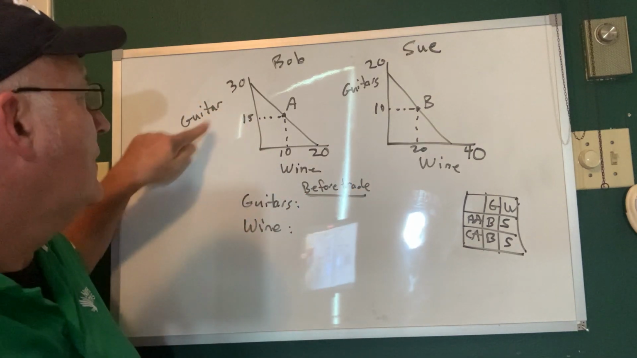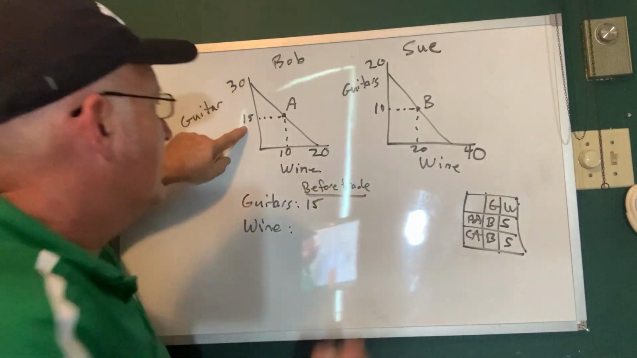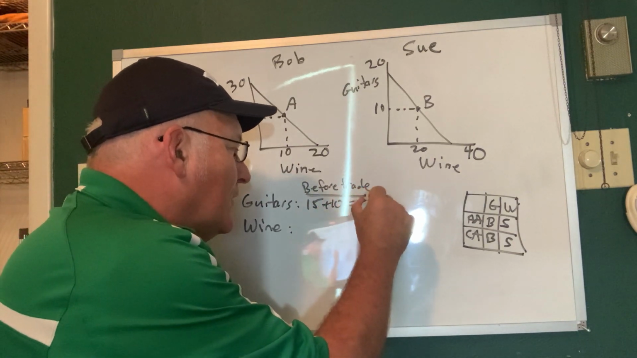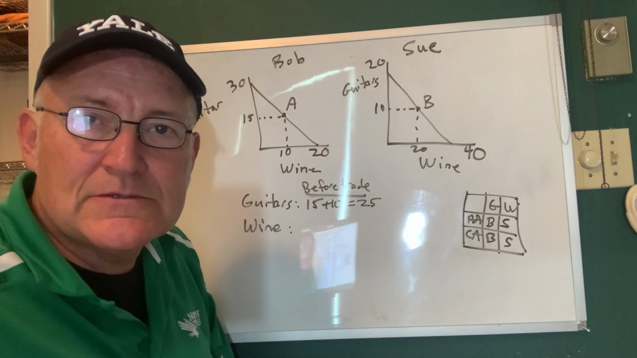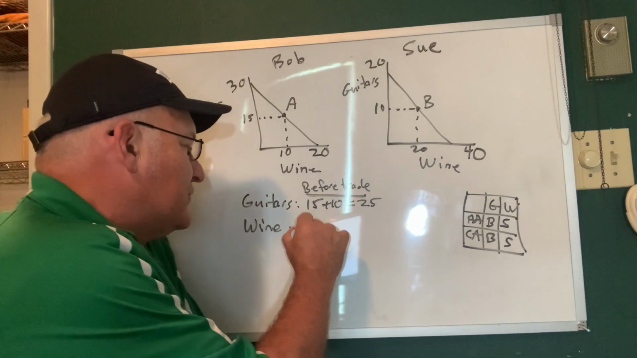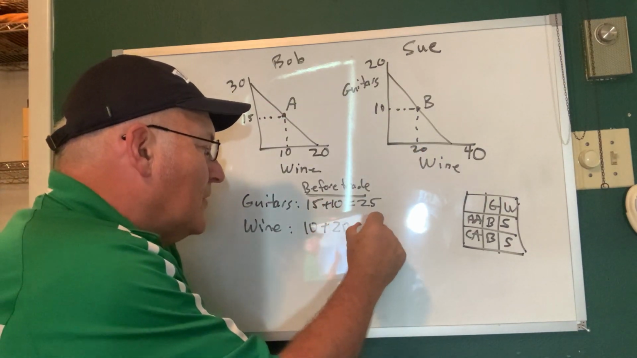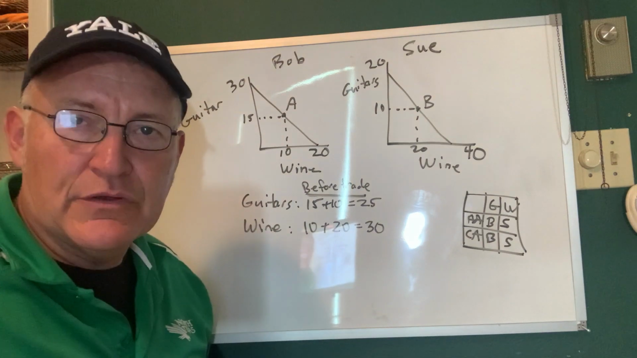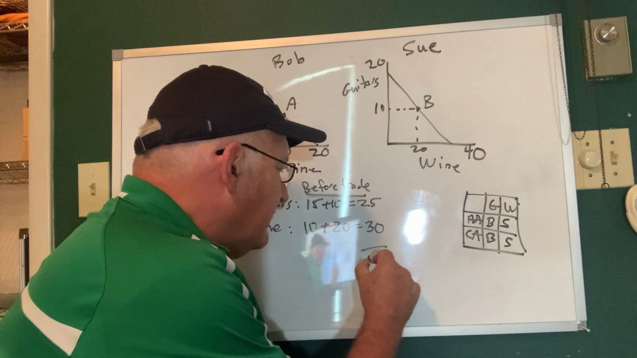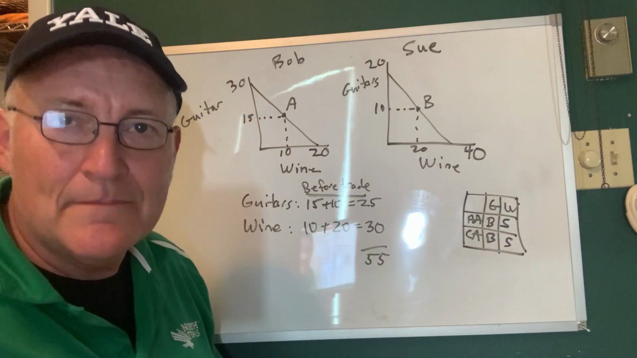Well, before trade, Bob's going to produce 15 guitars, and Sue's going to produce 10 guitars, for a total combined output of 25 units. In terms of wine, Bob is going to produce 10 units of wine, and Sue's going to produce 20 units of wine, for a combined output of 30 units. And if we combine all of the output, 25 and 30 is 55. And that's what's being produced in this little micro example.